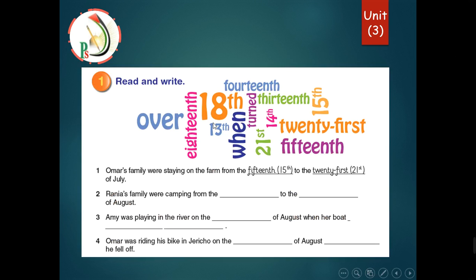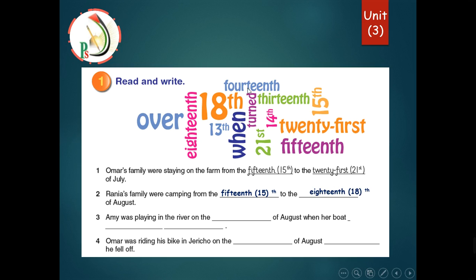We have here some words: over, 18th, 13th, and ordinal numbers, of course, 21st, 10, when, and we are gonna fill the gaps with these words. This is the first example. 1. Omar's family were staying on the farm from the 15th to the 21st of July. Let's see the second one. Rania's family were camping from the 15th to the 18th of August. Very good.